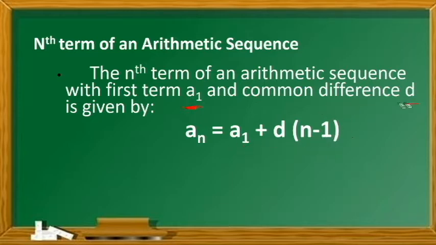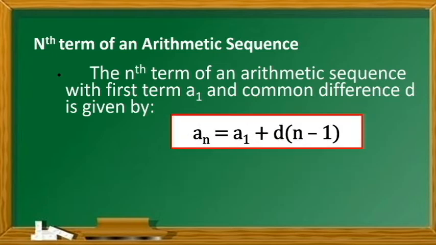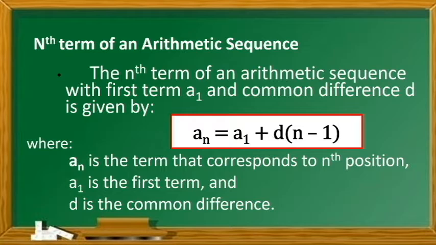Okay, so take note of this one. So this is the formula. We call this the formula for the nth term of an arithmetic sequence, where a sub n is the term that corresponds to the nth position, or we can say that a sub n is the last term, a sub 1 is the first term, and D is the common difference.